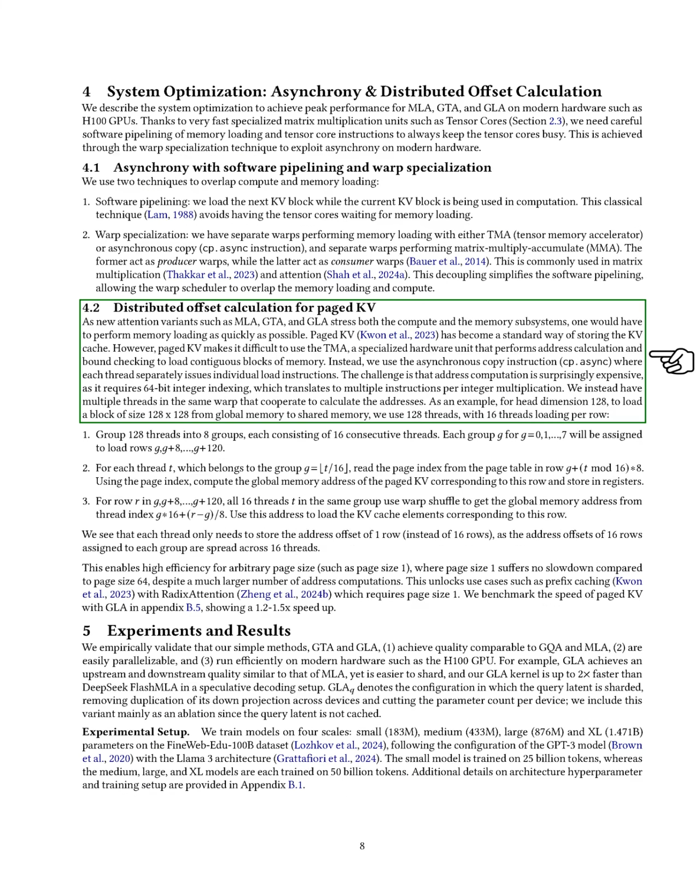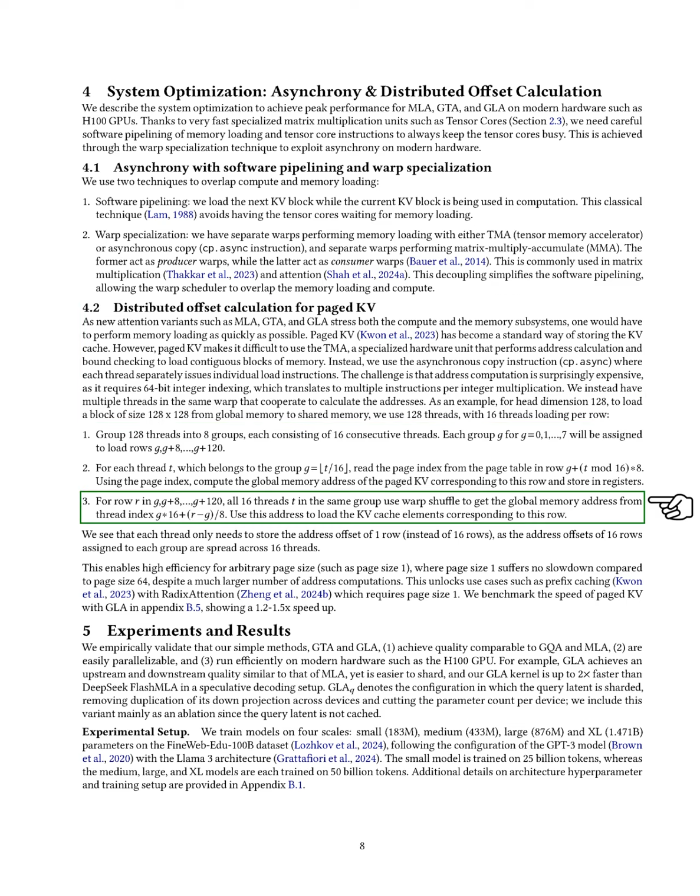Instead, we utilize asynchronous copy instructions, where each thread issues its own load commands. Address computation can be costly, so we have multiple threads within the same warp work together to calculate addresses. For instance, to load a block of size 128 by 128 from global memory to shared memory, we use 128 threads, grouping them into 8 groups of 16.